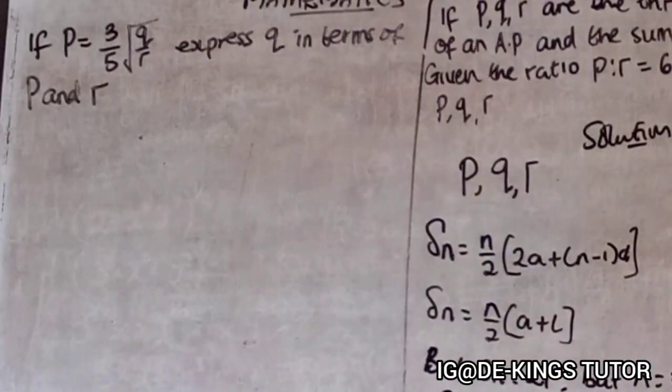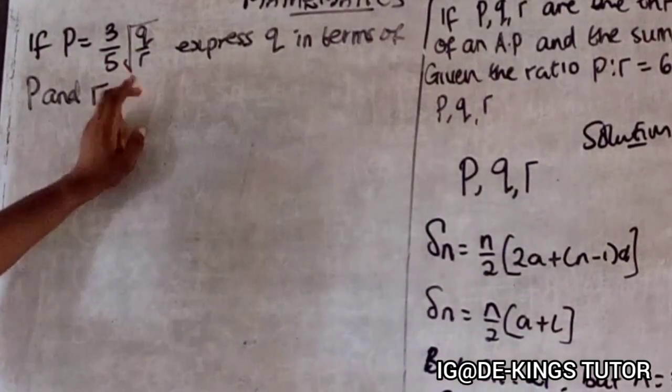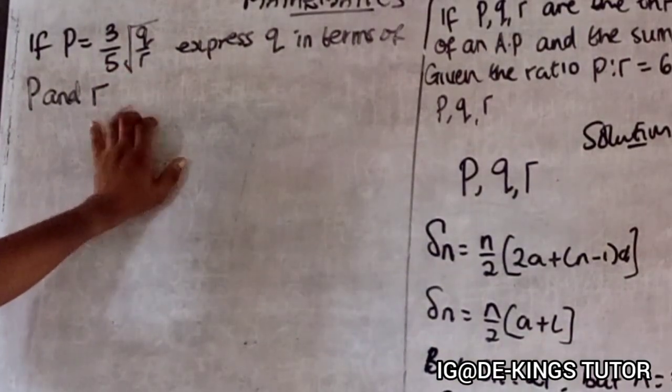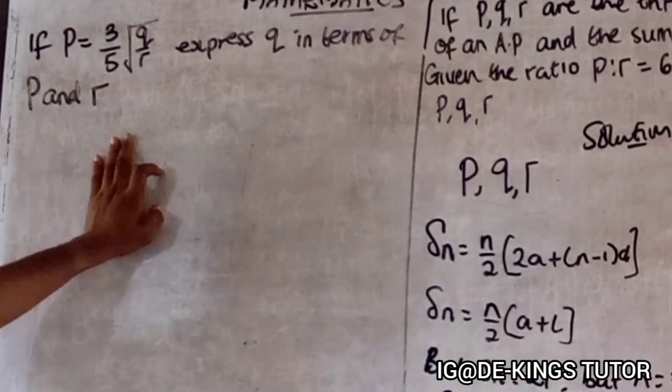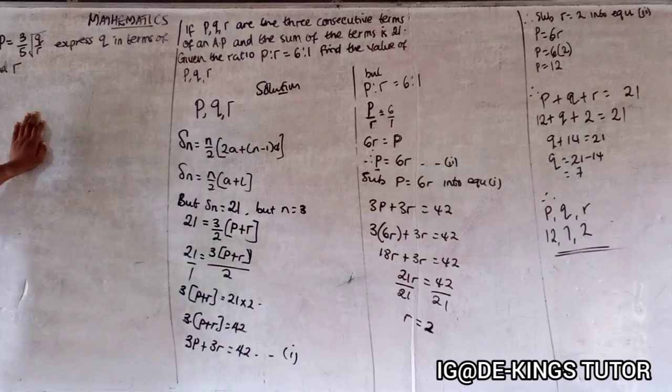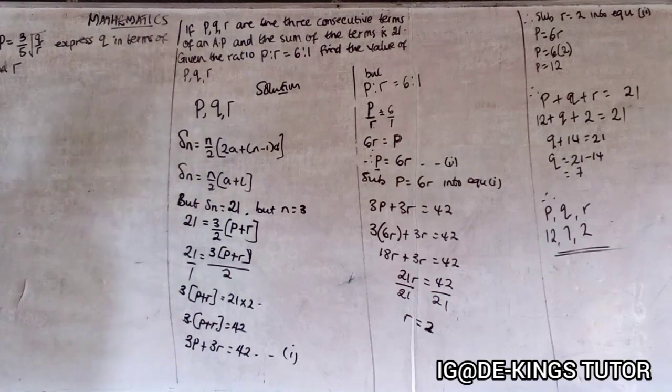Okay, now it said if P equals 3 over 5 square root of Q over R, express Q in terms of P and R. Whenever you hear express, most of them might not say make Q the subject, but they also say express. What I'm trying to say is, make that variable the subject of the formula.